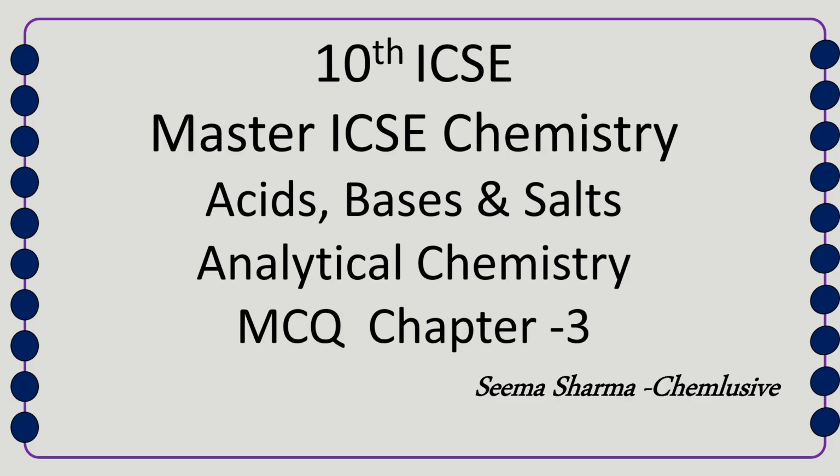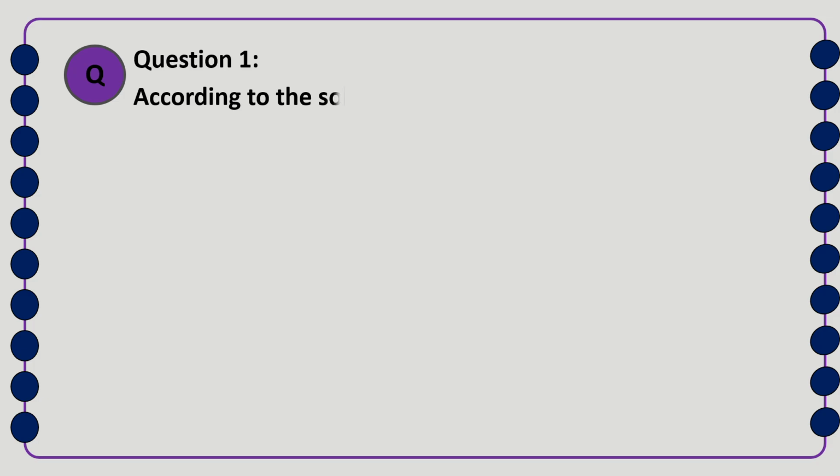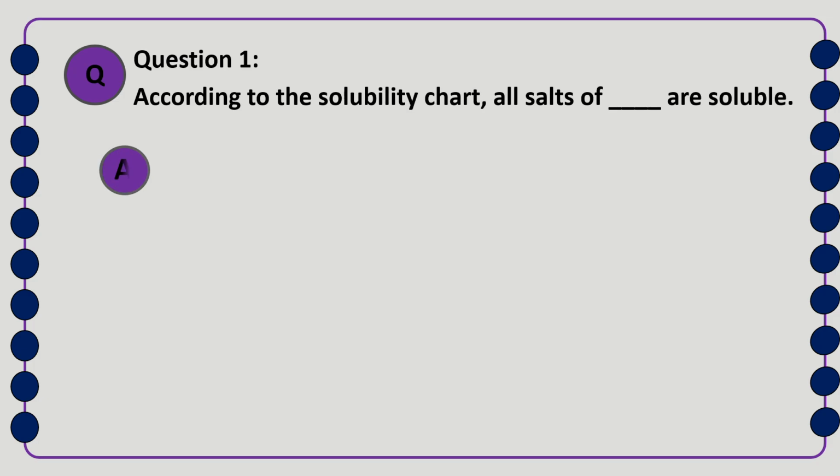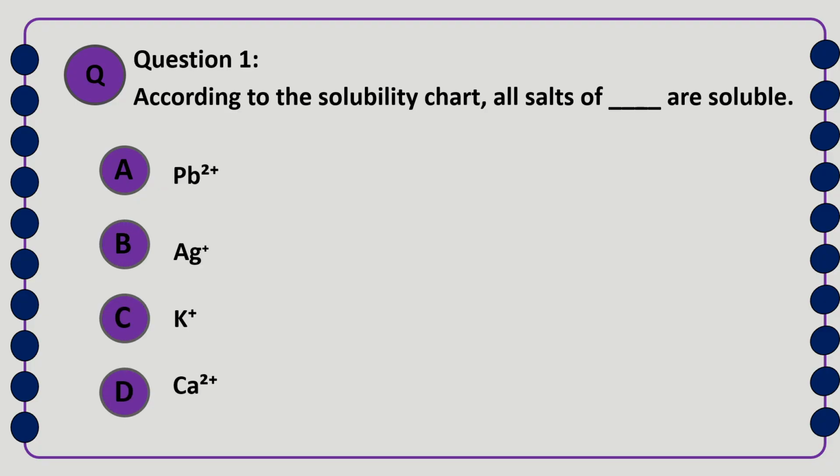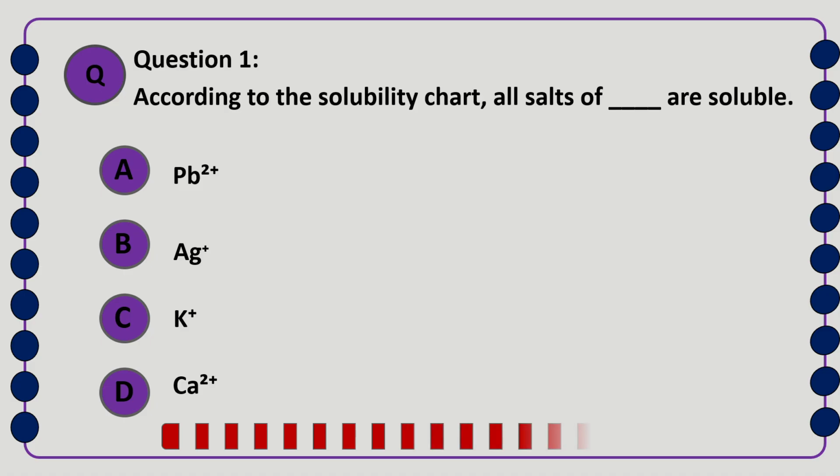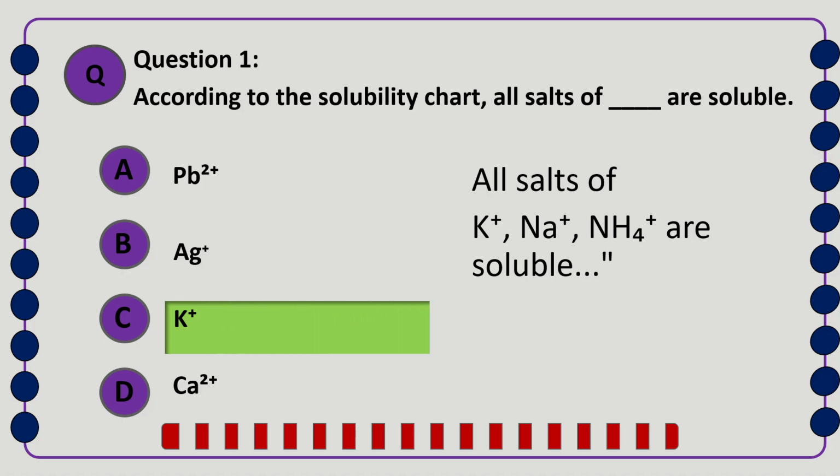Let's proceed with the current MCQ, Chapter 3. Question number 1. According to the solubility chart, all salts of dash are soluble. Lead ion, silver ion, potassium ion, calcium ion. The correct answer is potassium ion. If you refer to the chart, all the salts of potassium, sodium and ammonium are soluble.